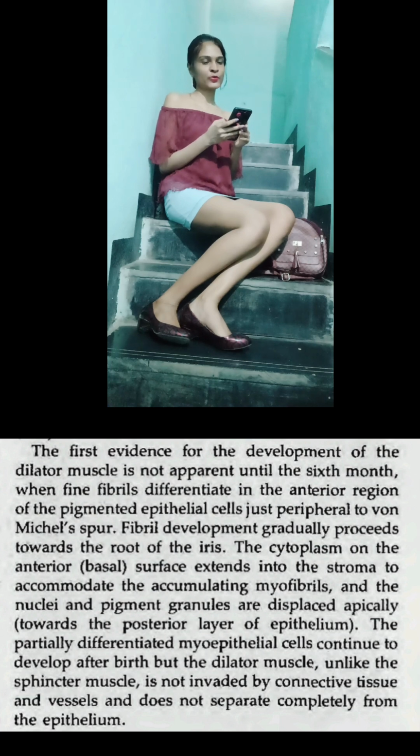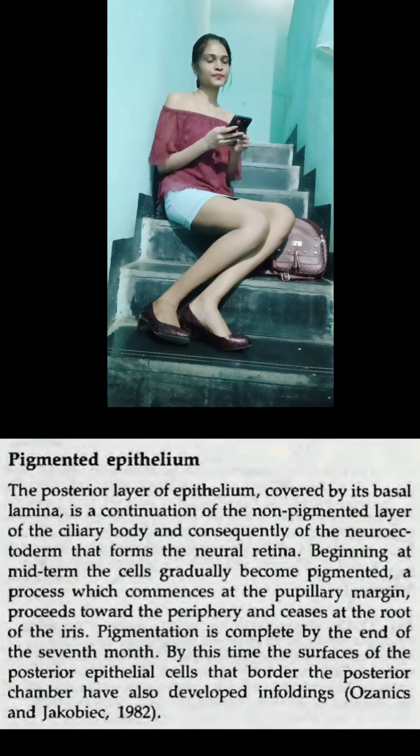Fibril development gradually proceeds towards the root of the iris. The cytoplasm on the anterior basal surface extends into the stroma to accommodate the accumulating myofibrils, and the nuclei and pigment granules are displaced apically towards the posterior layer of epithelium. The partially differentiated myoepithelial cells continue to develop after birth, but the dilator muscle, unlike the sphincter muscle, is not invaded by connective tissue and vessels and does not separate completely from the epithelium.